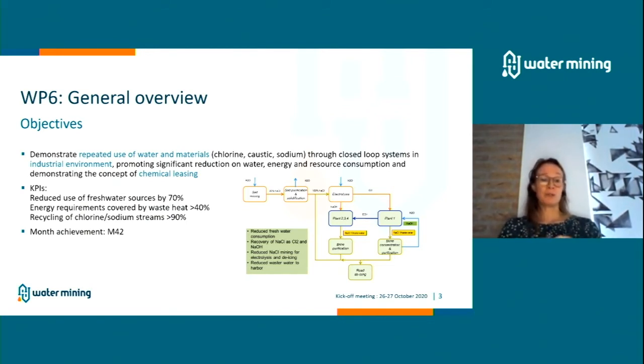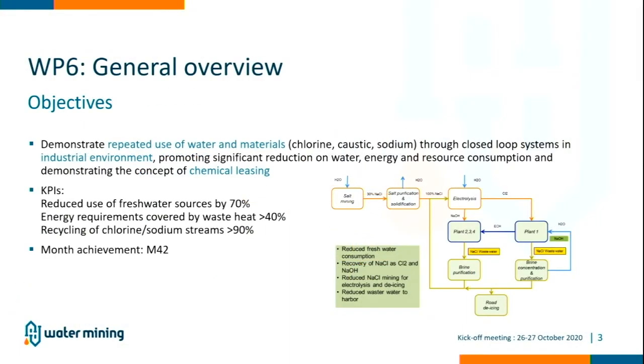We hope to reduce the use of fresh water by 70%, because we're actually sending the sodium chloride back with a lot of clean water to Nourion, which means they have to use less fresh water. We also aim that the energy requirements for these processes are covered for a large part using waste heat. And we hope to achieve recycling of the chlorine and sodium streams over 90%. So not a lot of bleeds needed, but really recover the bulk of it. And the month to achieve this would be month 42.